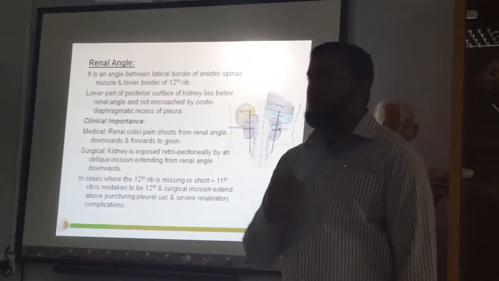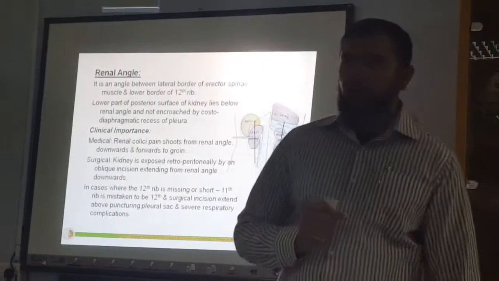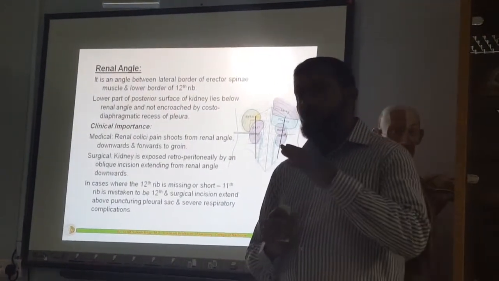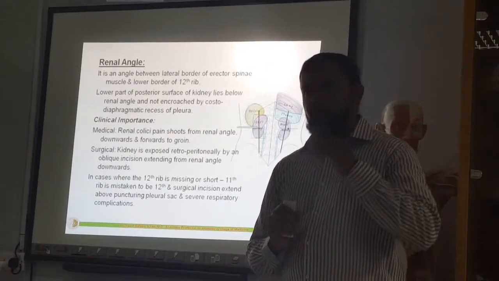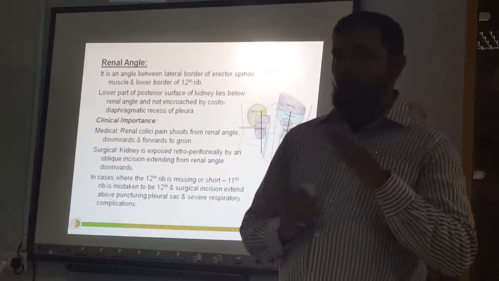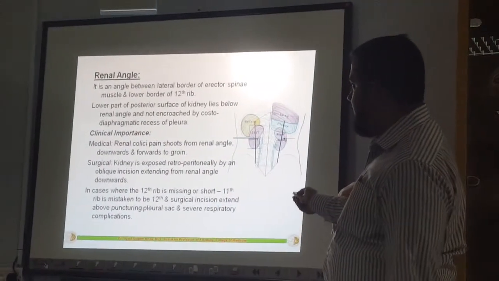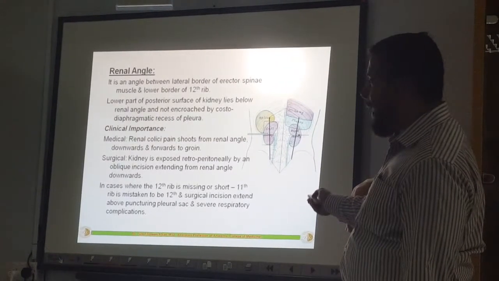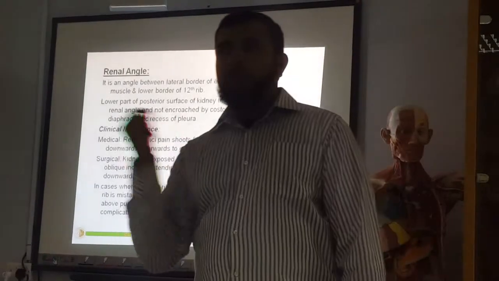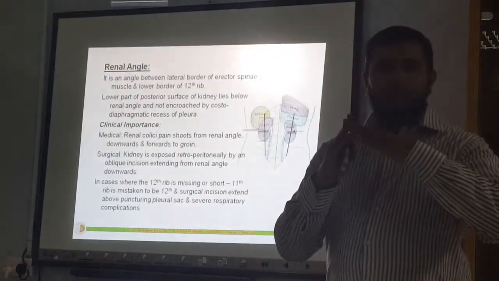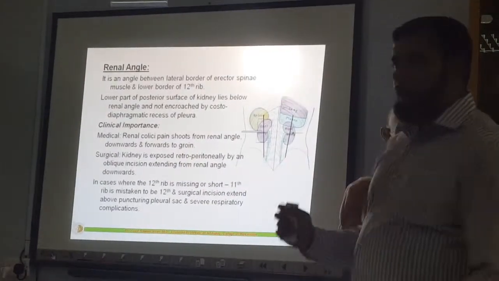Now imagine the 12th rib is missing. So you take the 11th rib as the 12th rib because you did not check properly, and you approach this renal angle. What is the renal angle? The angle between the lateral border of the erector spinae and the 12th rib. You don't know that the 12th rib is missing, so now it is between the 11th rib and the lateral border of the erector spinae. Now you puncture it.